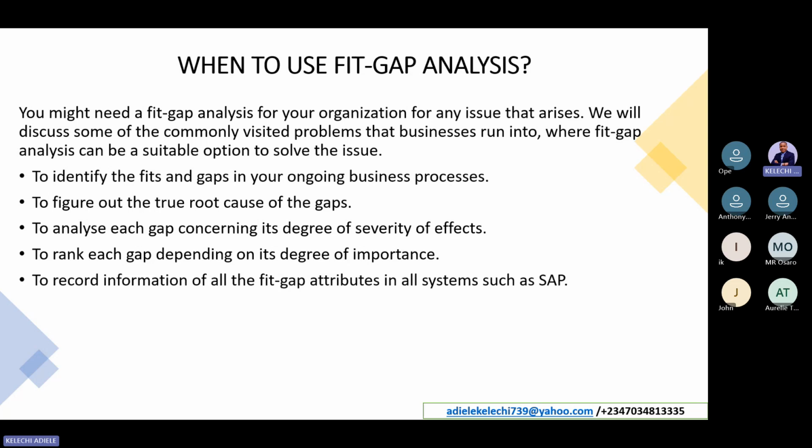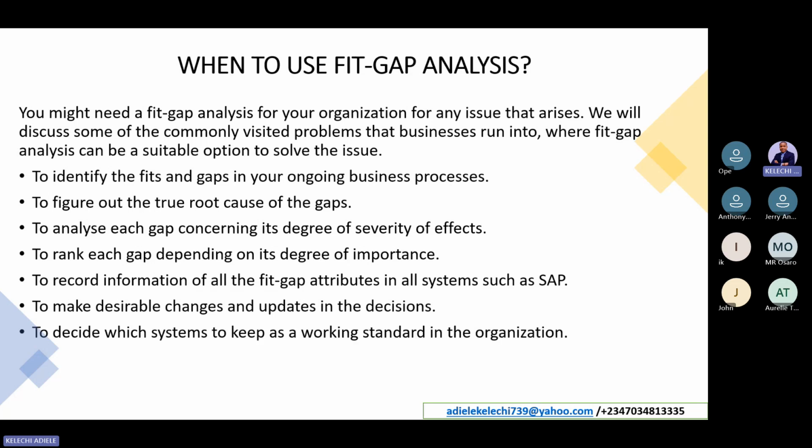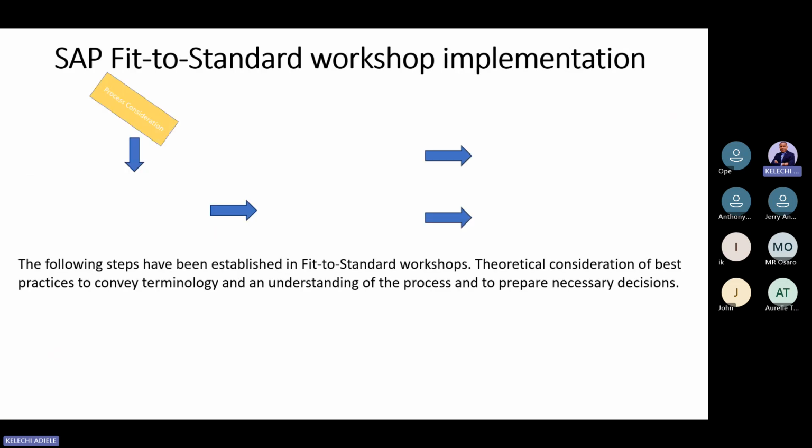You also have to record information of all the gap attributes in the system, such as SAP, to make desirable changes and updates in the decisions. There will be a lot of decisions about those gaps. Like I've told you, you're going to discuss with the business and make certain decisions on how to manage those gaps: deciding which system to keep as a working standard in the organization, which one do we discard and which one do we keep? Which process do we discard? Which process do we keep? That has to be discussed.